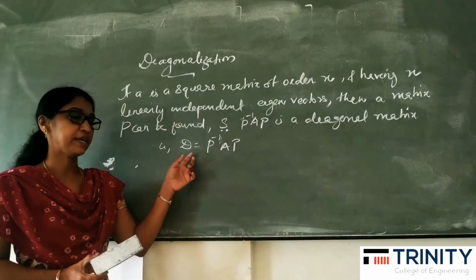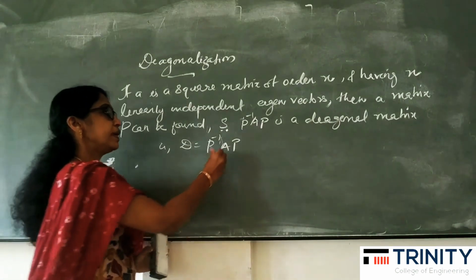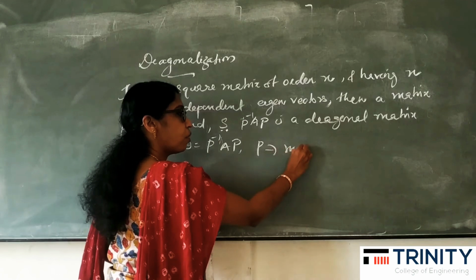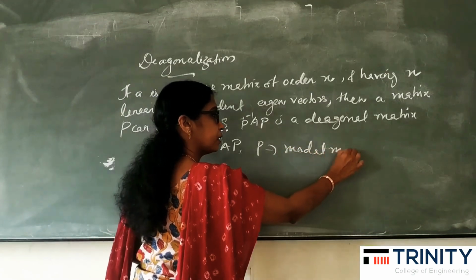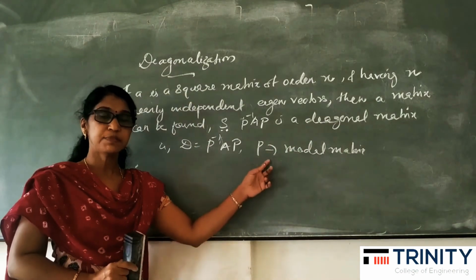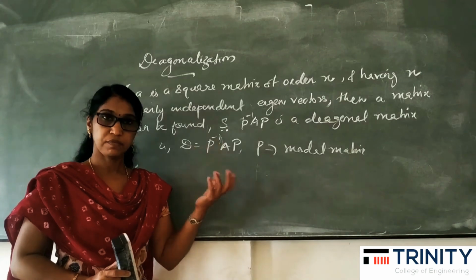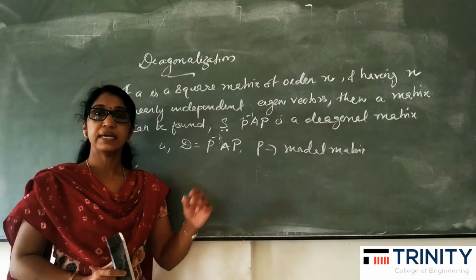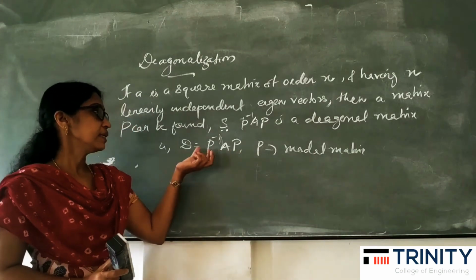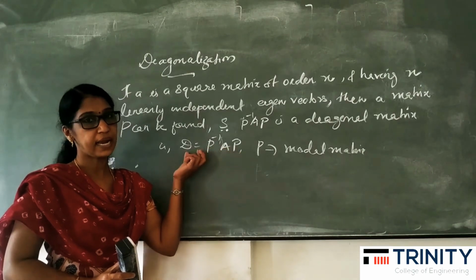The formula for finding the diagonal matrix is D equals P inverse AP, where P is called a model matrix. This P can be found out by the eigenvectors. First we find out the eigenvalues and eigenvectors. From the eigenvectors we get P. Then we diagonalize A using the formula P inverse AP, and we get a diagonal matrix.